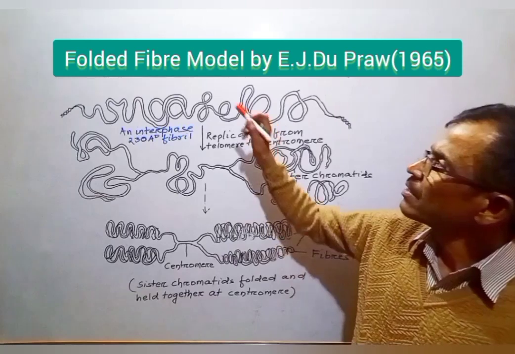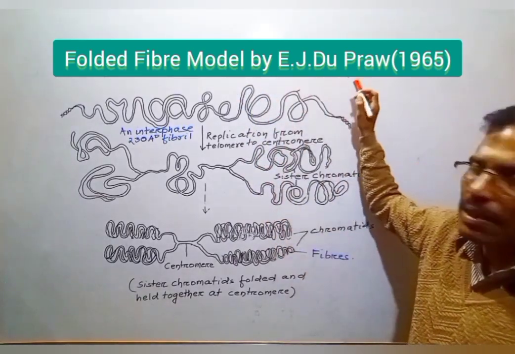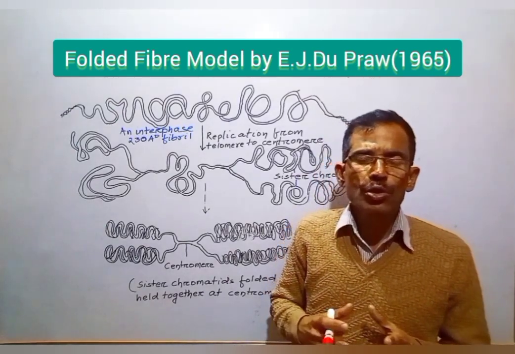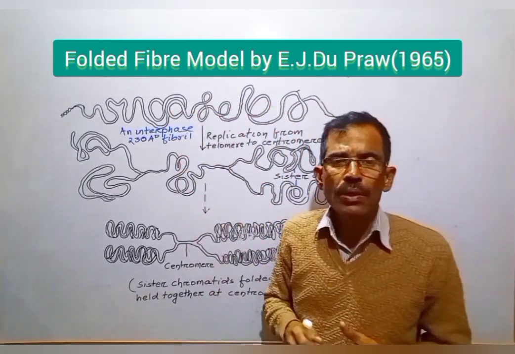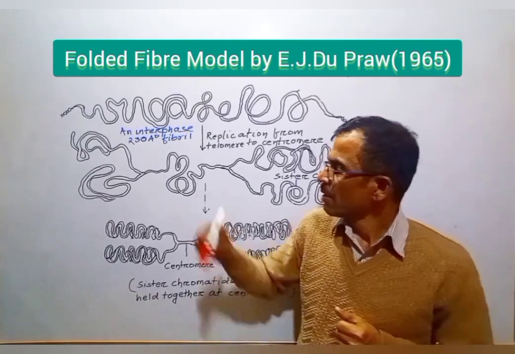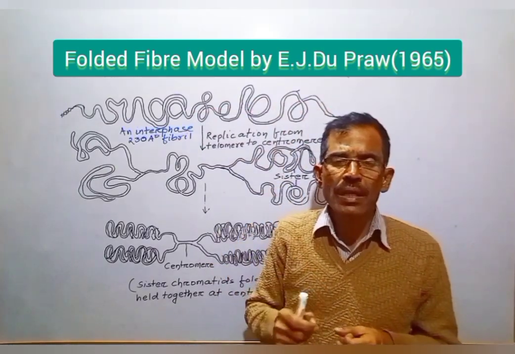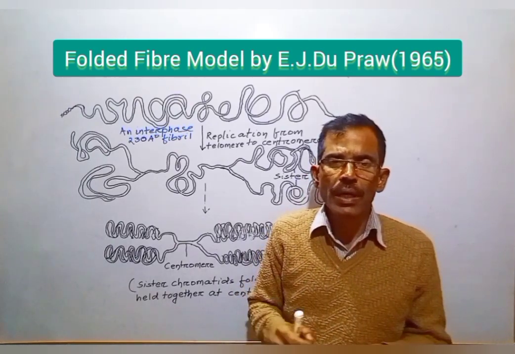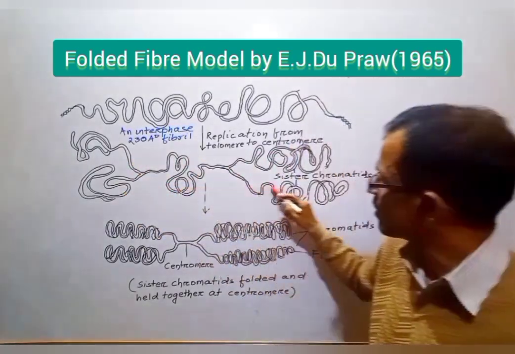One of the models is the folded fiber model, which was proposed by E. J. DuPraw in 1965. According to this model, chromosomes are made up of chromatin fibers, which are about 230 to 300 angstrom in diameter. Each chromatin fiber is produced by coiling of a single long DNA double helix, which replicates during interphase, producing two sister chromatin fibers.